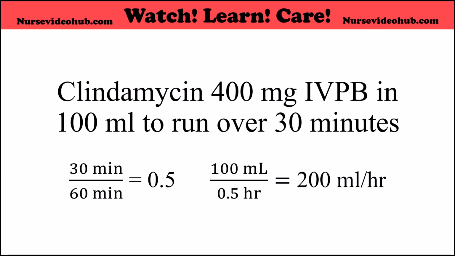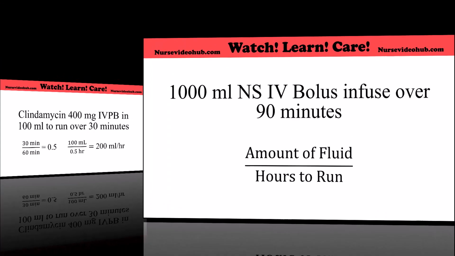You can always convert the minutes to hours first by dividing the 30 minutes by 60, which equals 0.5. Then complete the formula. 100 milliliters divided by 0.5 hours equals 200. You could also complete the formula immediately using the 0.5 hours as the time. Because you know that 30 minutes is half an hour, 0.5 hours, you can do that conversion in your head.